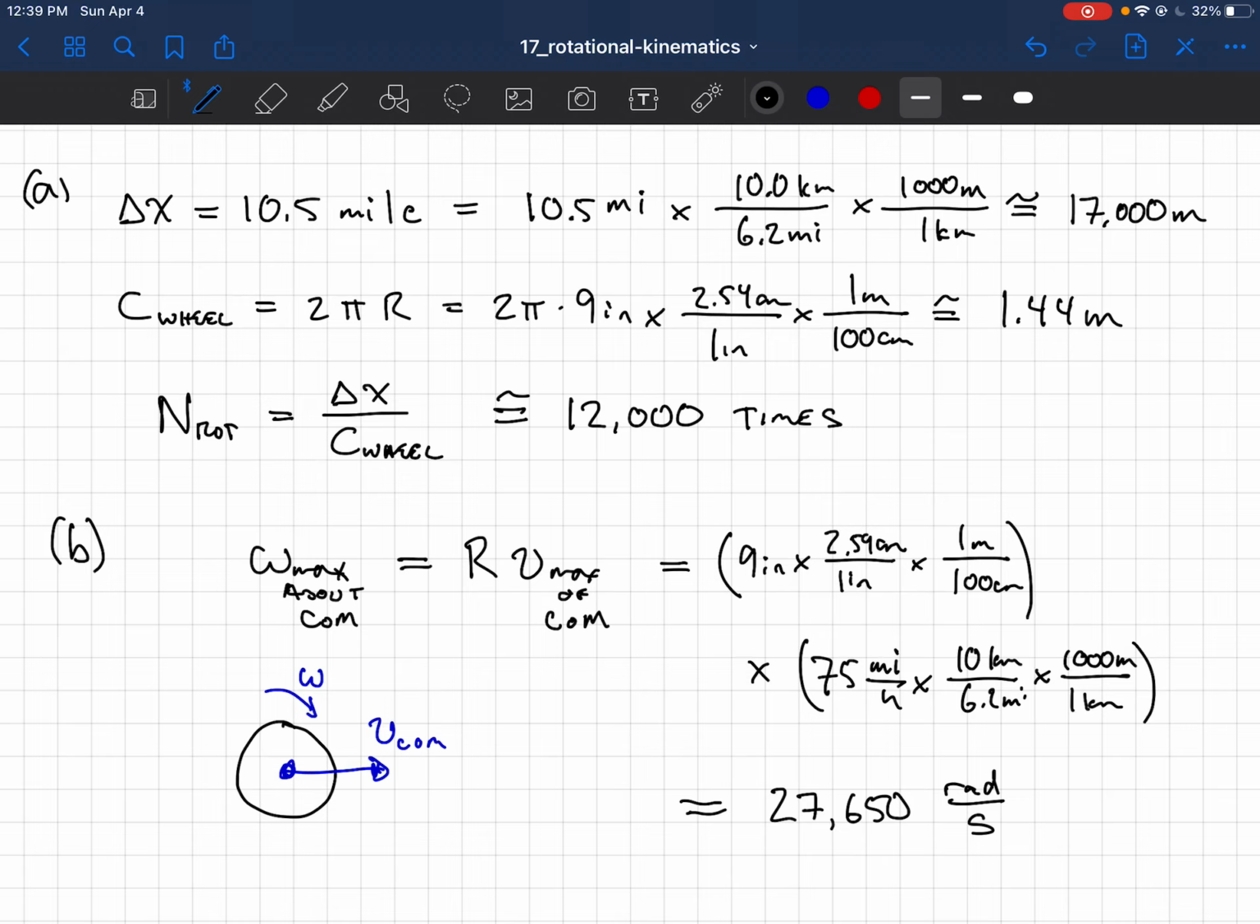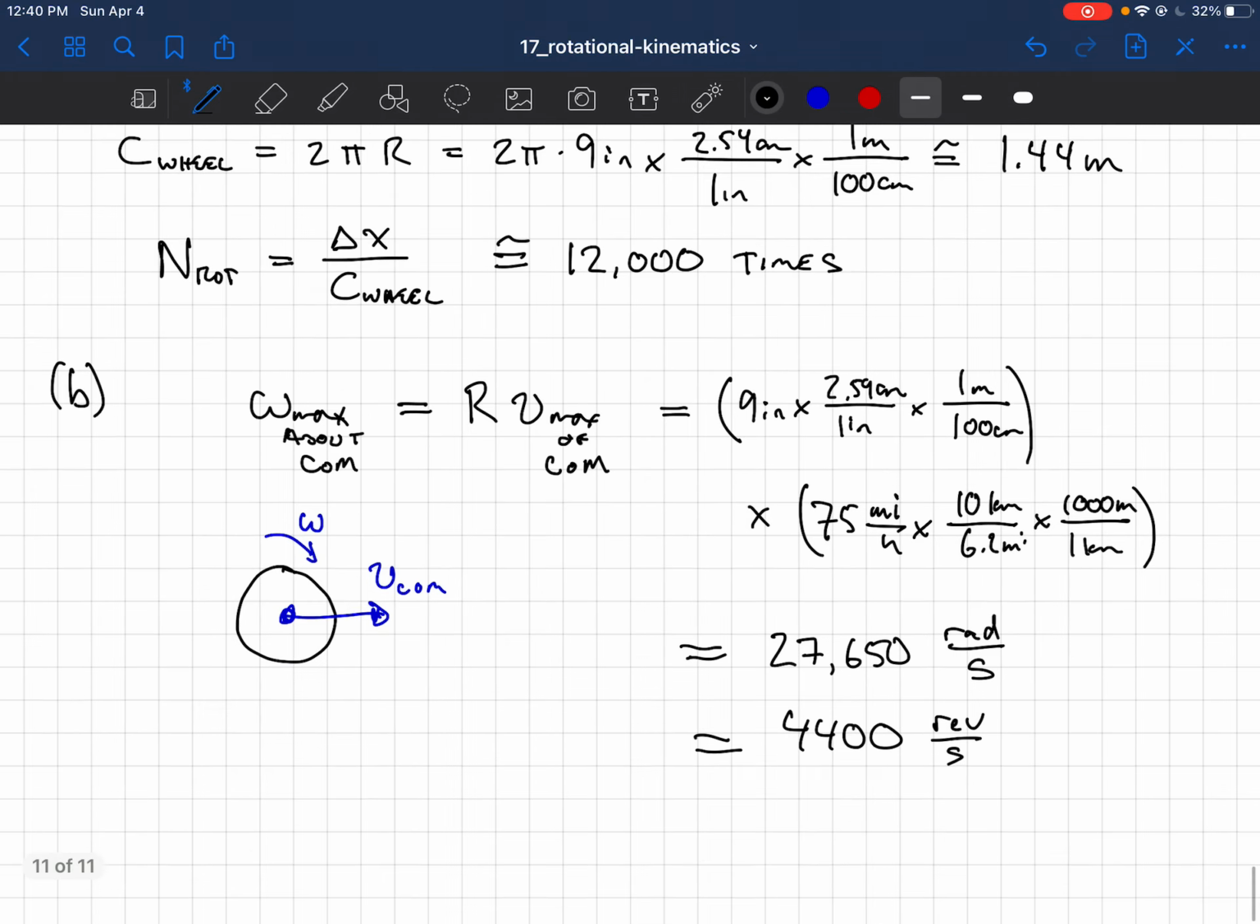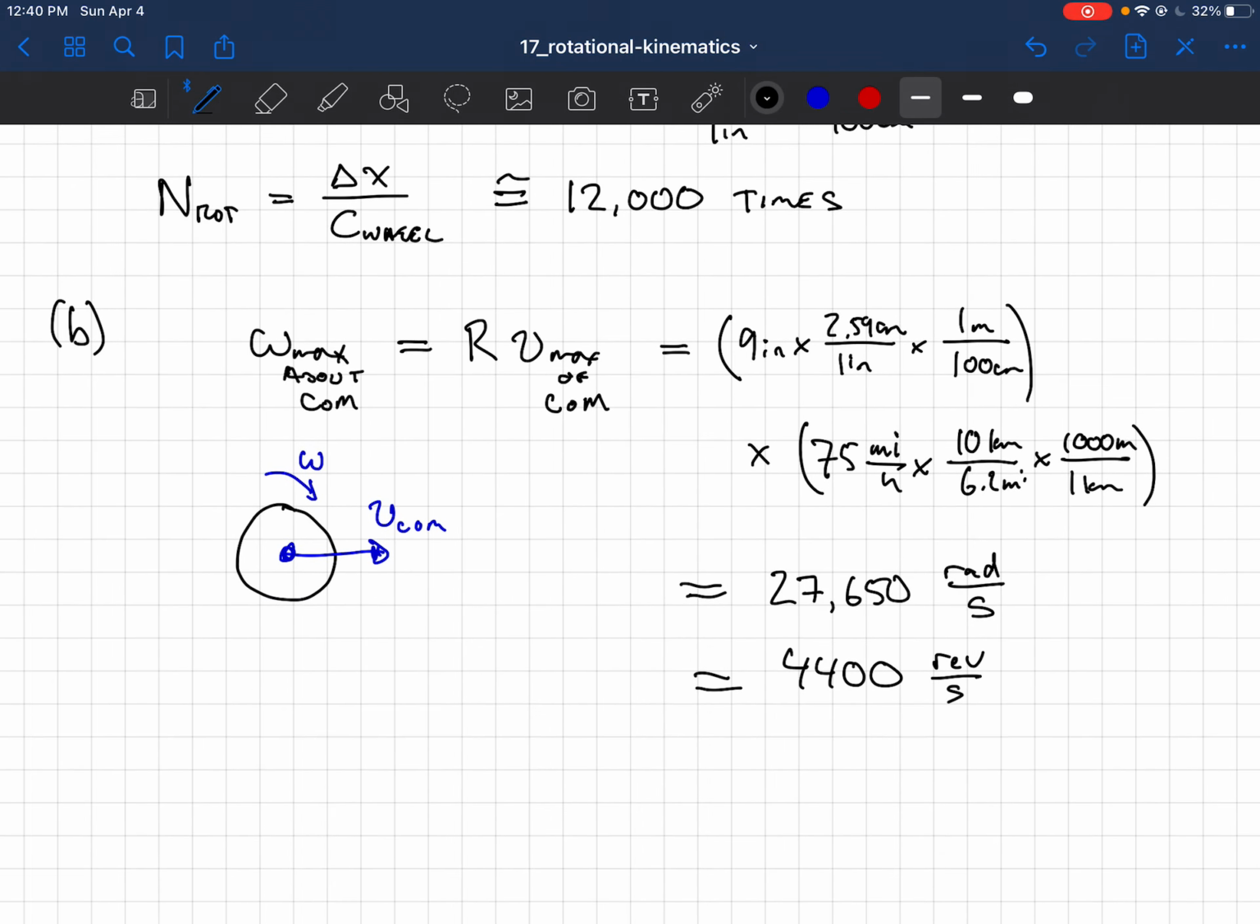So the angular speed of your wheels as you're driving along at 75 miles per hour is about 28,000 radians per second, or if you divide that by 2 pi, it's about 4,400 revolutions per second. That's the actual frequency. So omega would be the angular frequency, and 4,400 revolutions would be the actual frequency. That also seems high. Well, you check, see if that's correct or if I made a mistake.